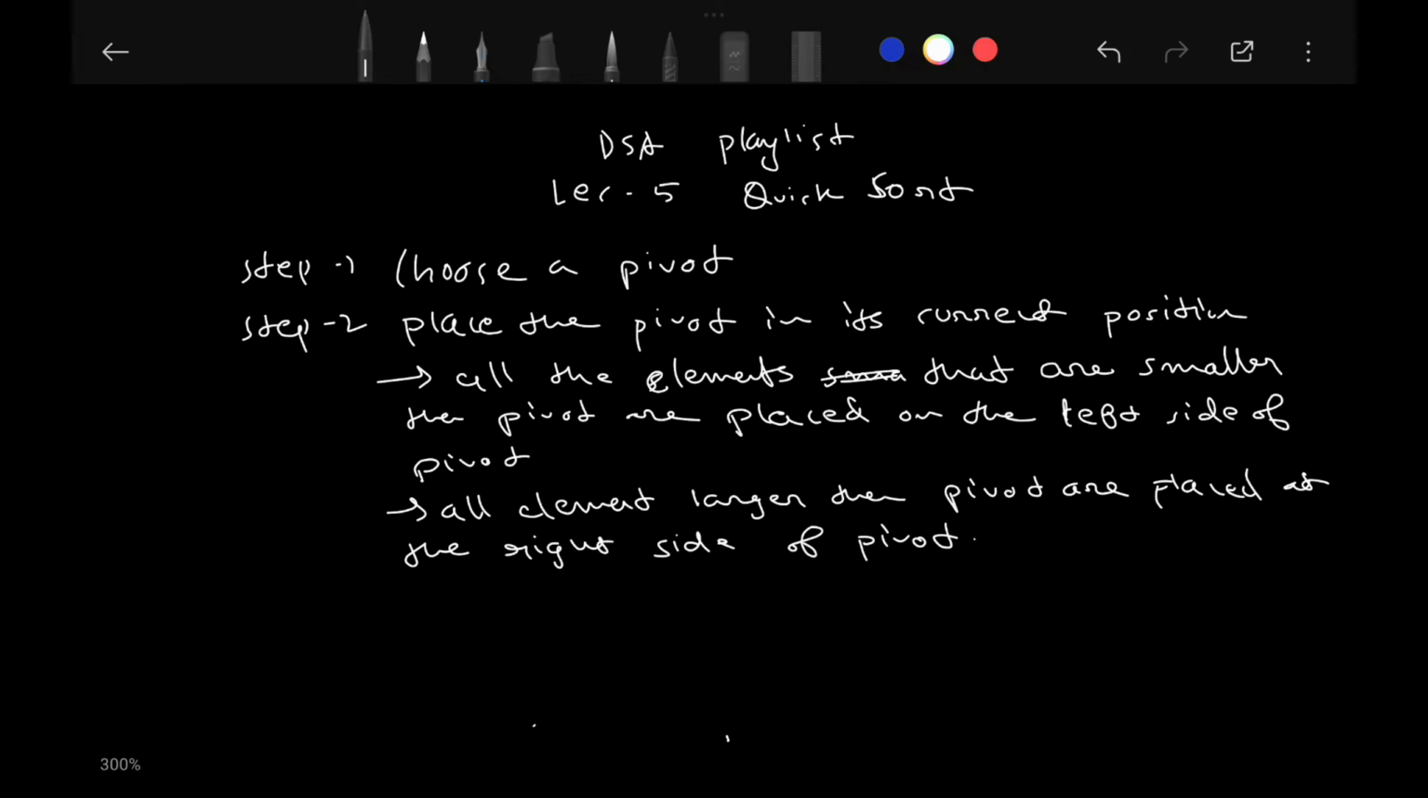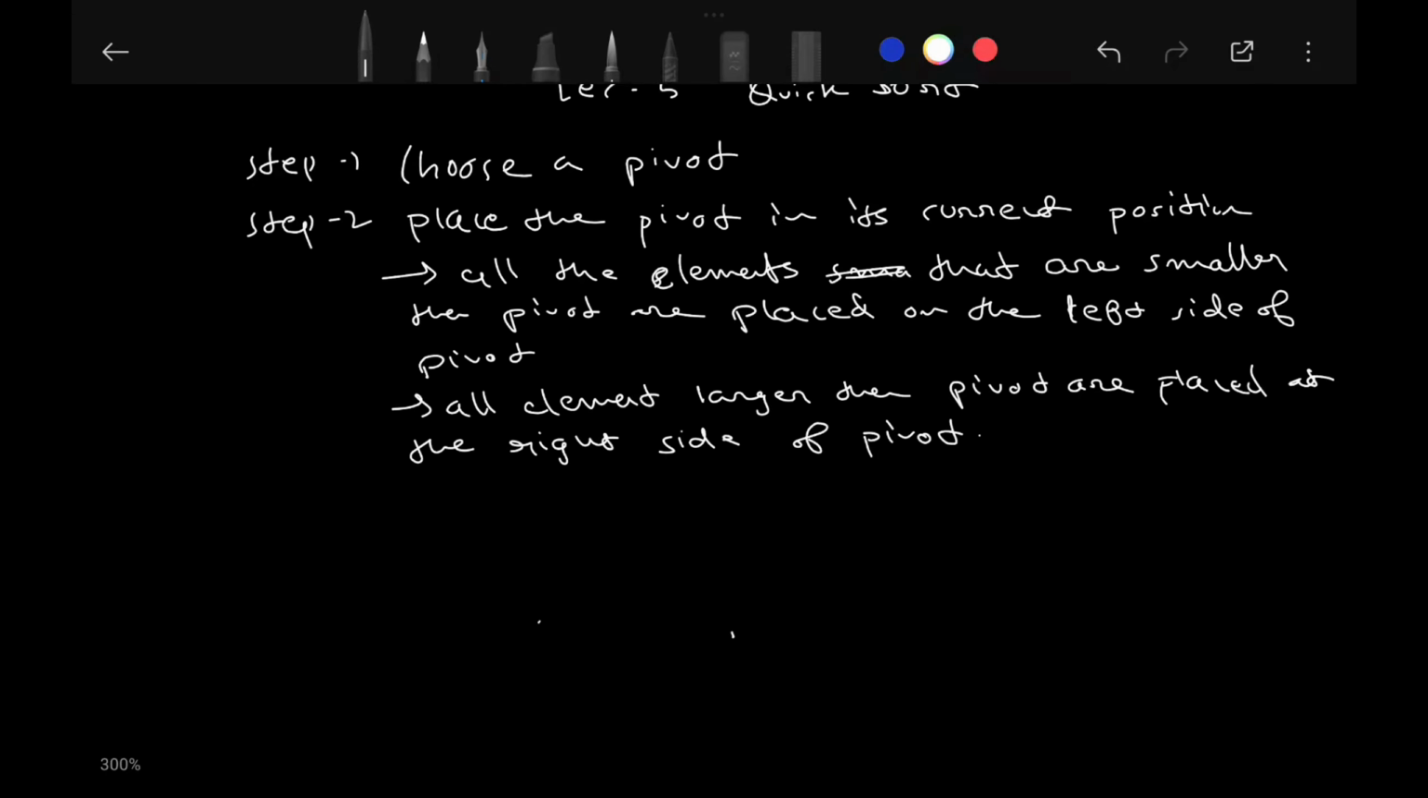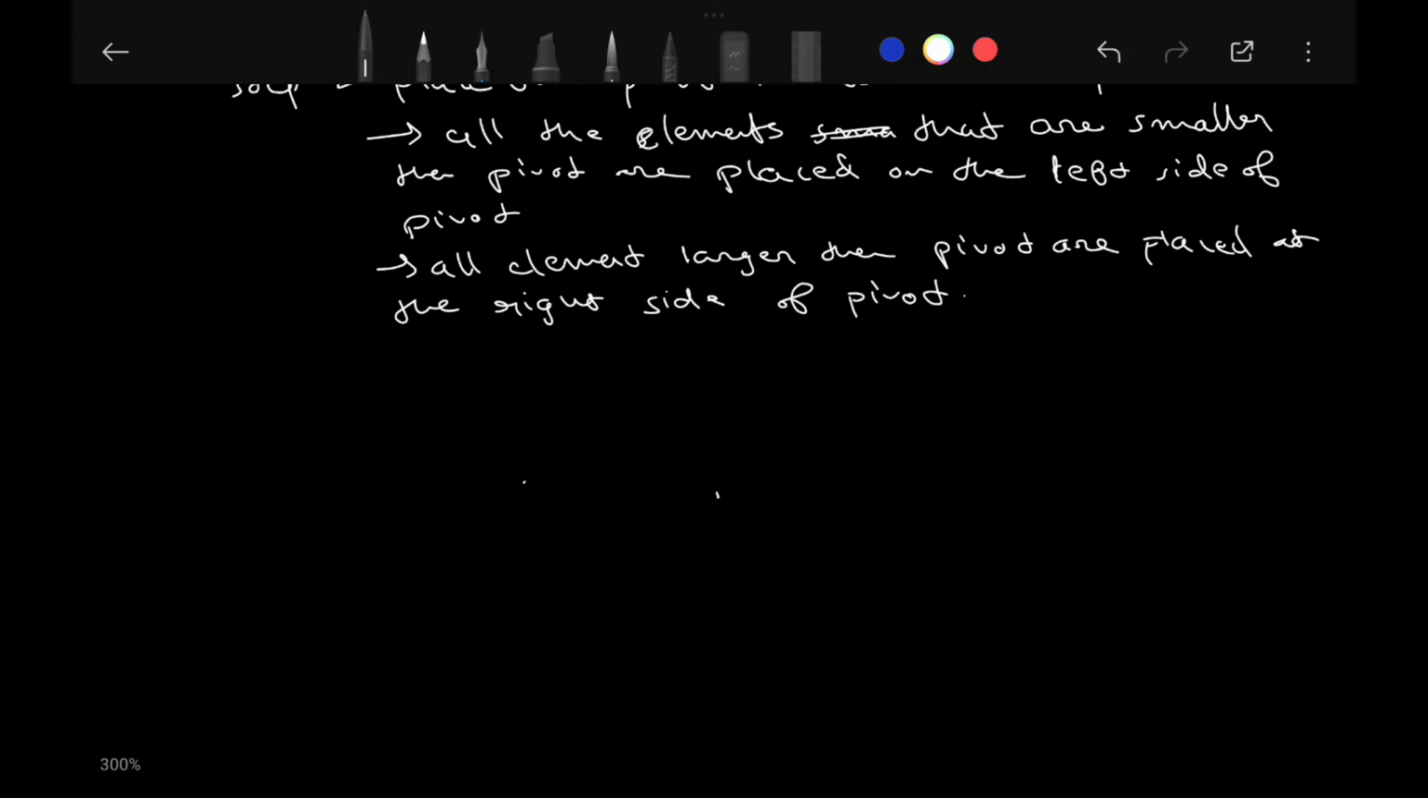This is basically how it works. First of all, we choose a pivot and then we place the pivot in its correct position. By that it means that all the elements that are smaller than the pivot are placed at the left side of the pivot, and all the elements that are larger than the pivot are placed at the right side of the pivot.